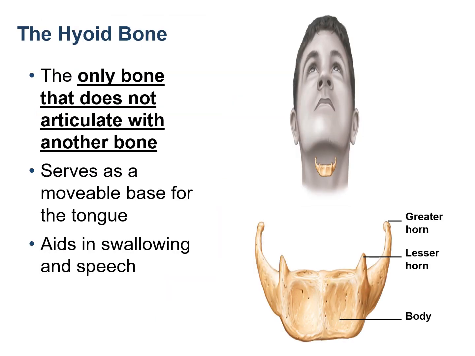The hyoid bone is unique as it is the only bone that does not form joints or articulate with another bone. This serves as a base or a foundation for the tongue, and the foundation is movable. It functions in swallowing and also in speech.